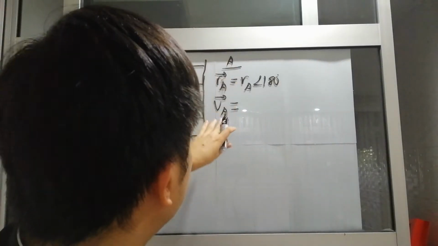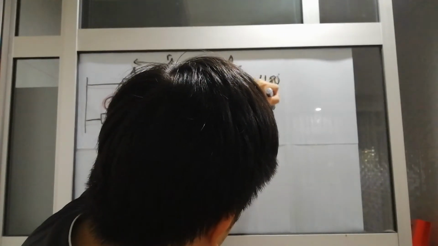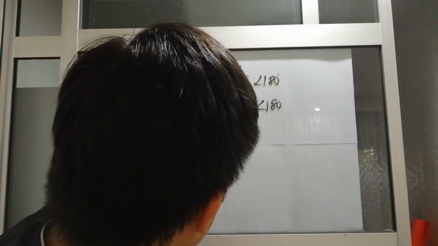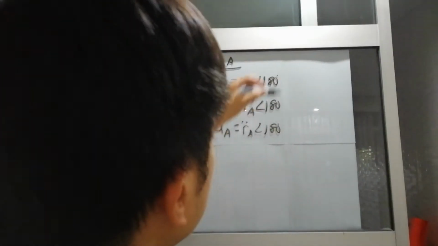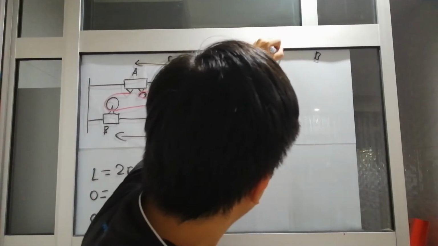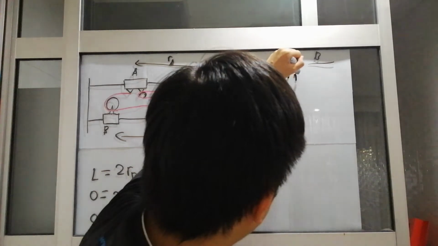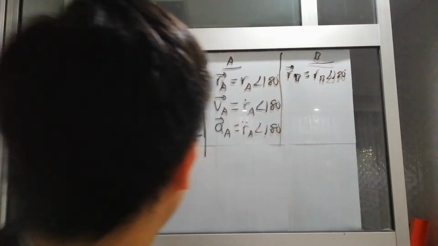So what we have is the velocity of A, if we calculate the velocity of A by directly differentiating the first part, which is what we have done here in the constraint equation, we are assuming that the velocity of A is equals to R dot A direction 180. We are also assuming that acceleration of A is equals to R double dot A direction 180. Same thing goes for B. Now for B, we realize that the displacement of B is equals to RB direction 180 degrees.